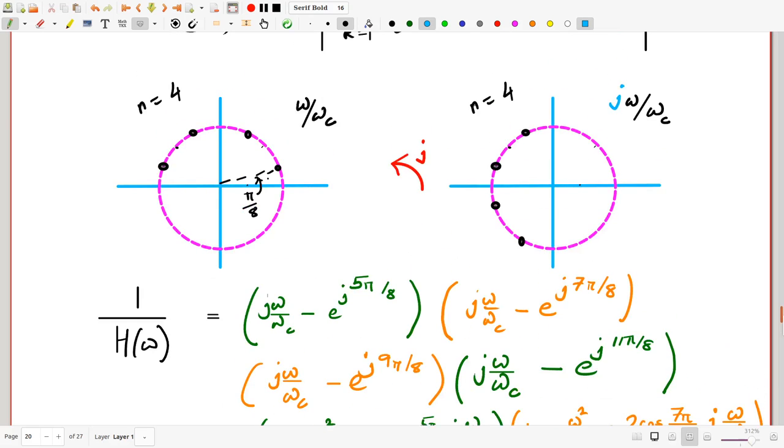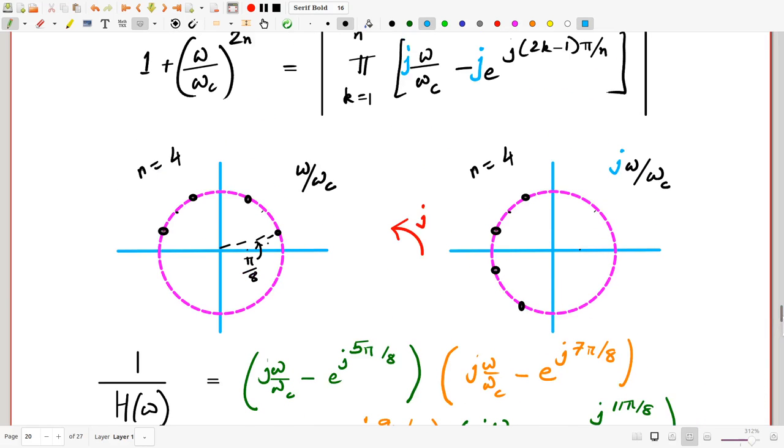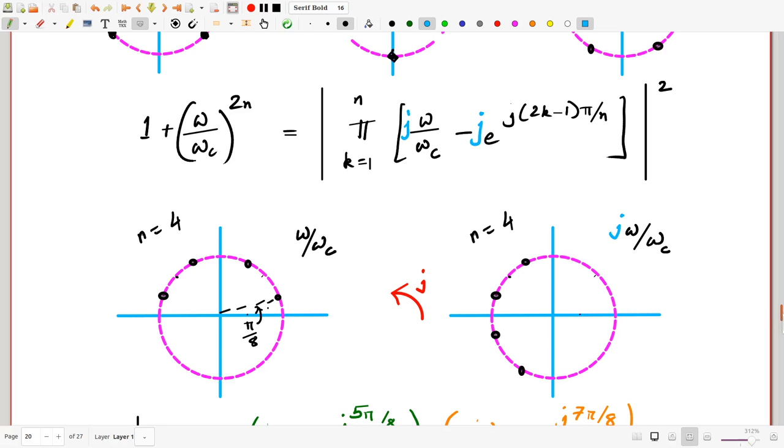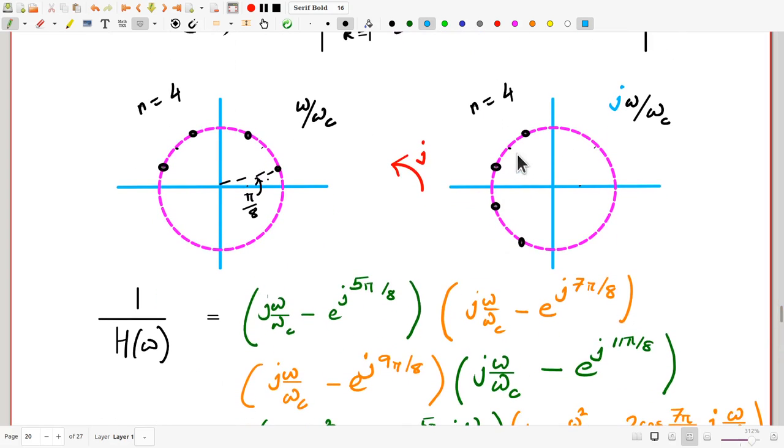Just as an example, h omega is the quantity whose mod square is going to be g omega. So this factor here is actually 1 over h omega. So 1 over h omega for this particular example, for n equals 4, will have 4 factors. J omega by omega c minus this point, which is e to the j 5 pi by 8. Remember, this angle was pi by 8. When you rotate it through 90 degrees, it ends up here at 5 pi by 8. And you have 7 pi by 8, 9 pi by 8, and 11 pi by 8. 2 pi by 8 is the gap between each of these roots. That's again easy to figure out.